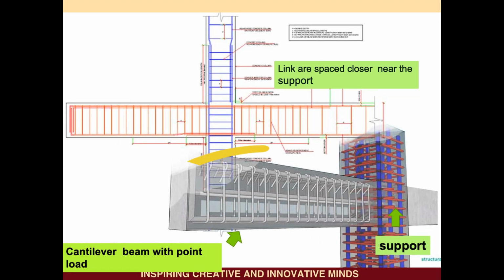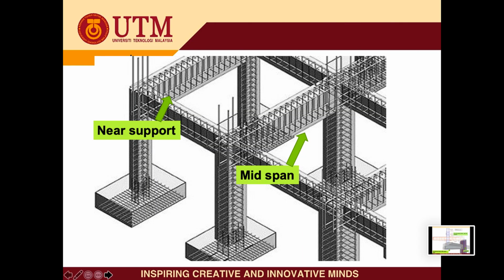This figure shows the arrangement of the vertical link stirrup in a cantilever beam. It can be seen that the stirrups are spaced closely between them near to the support. Again, this picture shows the arrangement of shear link in a beam in a building.